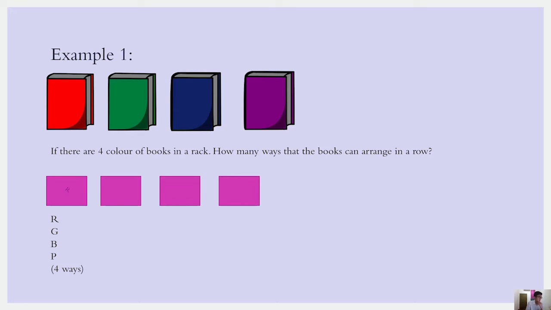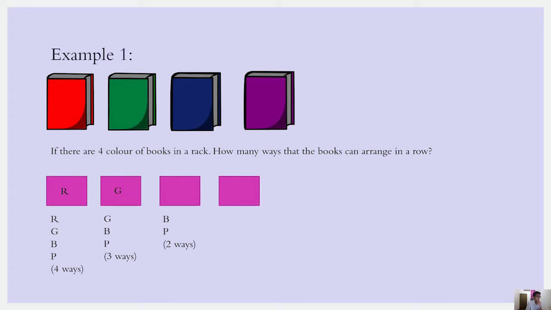For example, we arrange the red book in the first place. Okay, so we move to the second place. Now we only have 3 ways because we only have 3 books that haven't been arranged yet. The red book is already arranged in the first place, so the green, blue or purple book can be arranged in the second place. So there are 3 ways.